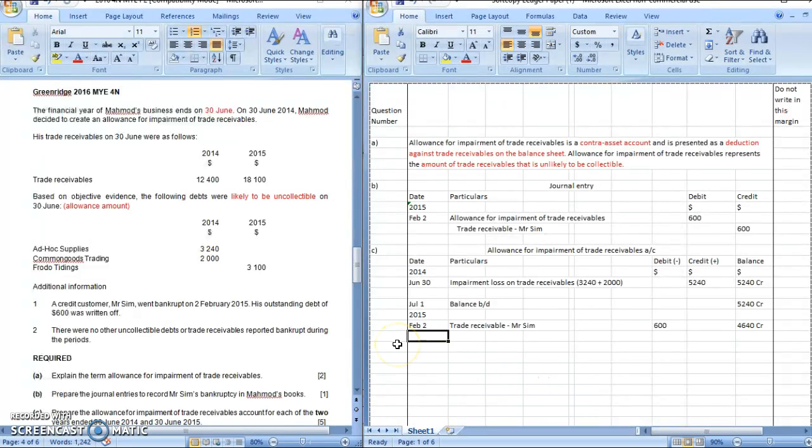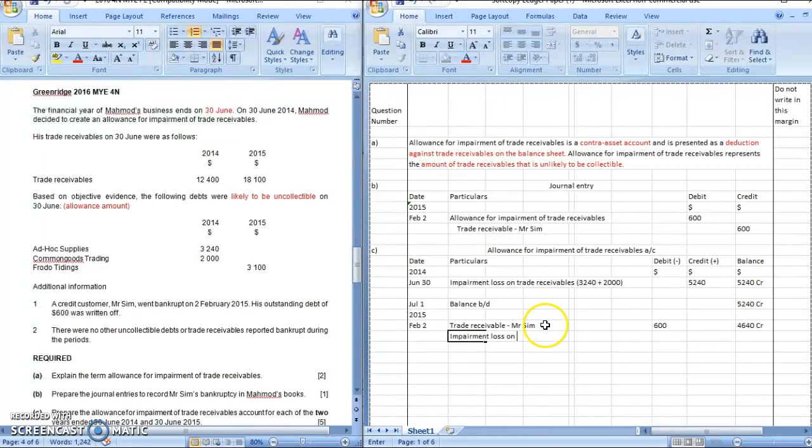Next, with no one else going bankrupt, we find out in 2015, the amount estimated to be uncollectible is only 3,100. However, right now, according to the running balance, we have a bit more, which is 4,640. So we actually now need to reduce our allowance account. To reduce it, we will have to put the amount on the debit side, because the debit side is the minus side.